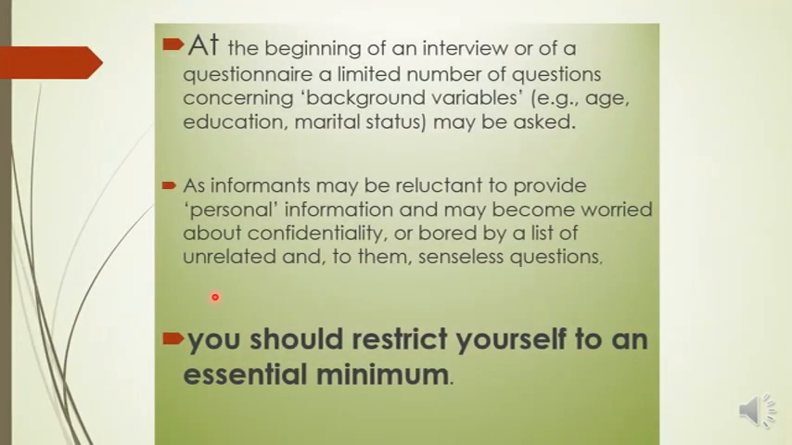At the beginning of an interview or of a questionnaire, a limited number of questions concerning background variables such as age, education, and marital status may be asked, as informants may be reluctant to provide personal information and may become worried about confidentiality or bored by a list of unrelated and, to them, senseless questions. In this case, you should restrict yourself to an essential minimum. Try to include just the important questions you consider you need in order to collect the necessary data.